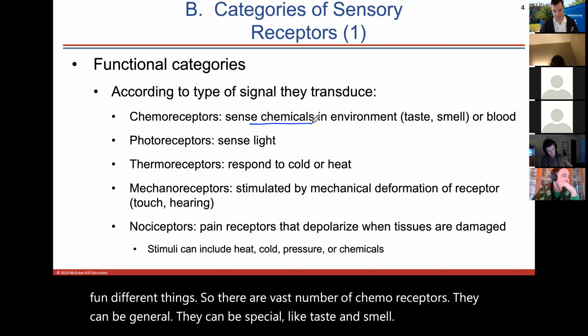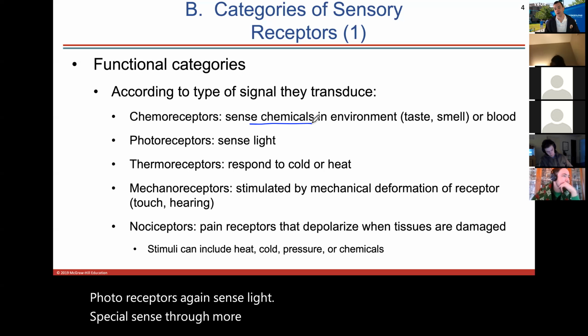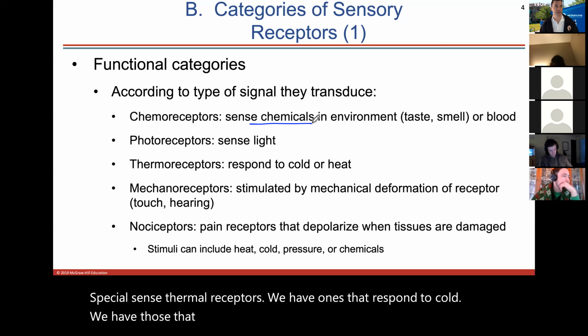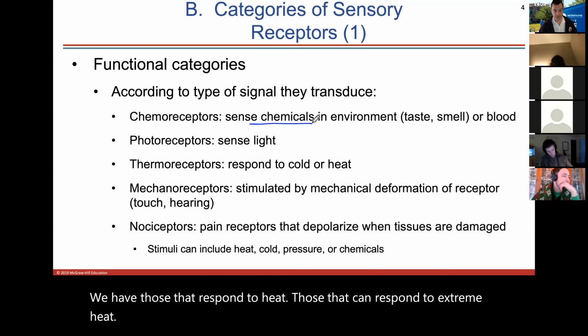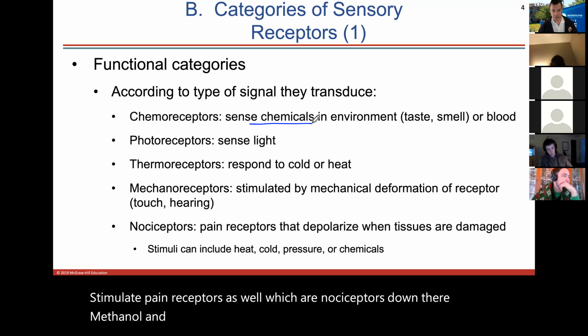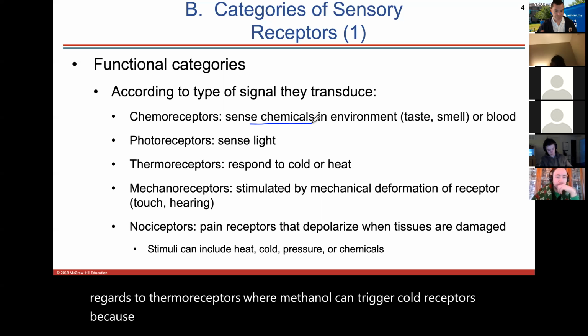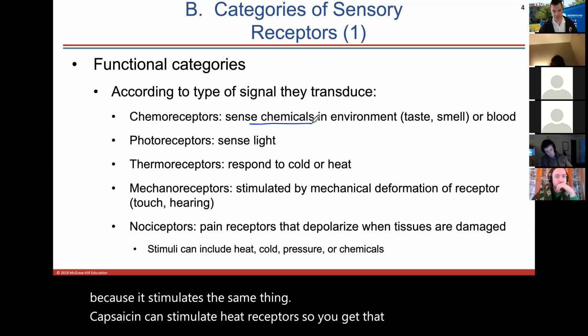Photoreceptors sense light, a special sense. Thermoreceptors: we have ones that respond to cold, those that respond to heat, and those that respond to extreme heat, which stimulate pain receptors as well, which are nociceptors. Menthol and capsaicin function a little bit similarly in regards to thermoreceptors, where menthol can trigger cold receptors because it stimulates the same thing. Capsaicin can stimulate heat receptors, so you get that heat sensation if you eat a lot of spicy food.